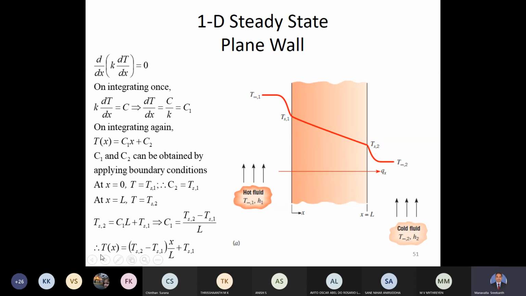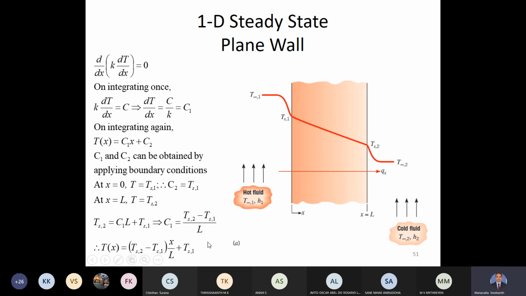So the same behavior you can see from the equation also. Tx is the temperature at any x. So this equation represents the temperature at any point along the x direction. This is the x direction. So you can see here there are no terms involving squares of any quantity or cubes of any quantity or logarithms or exponentials or trigonometric ratios. Therefore, this equation is a linear equation. So the temperature distribution inside a plane wall is linear in nature.